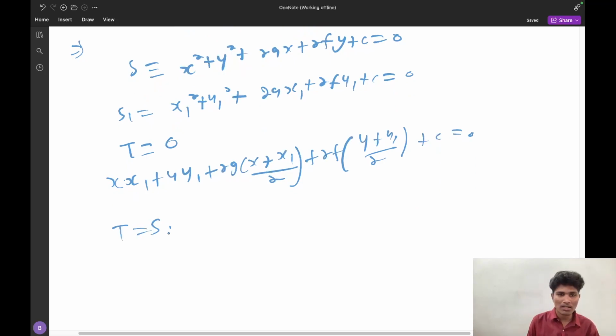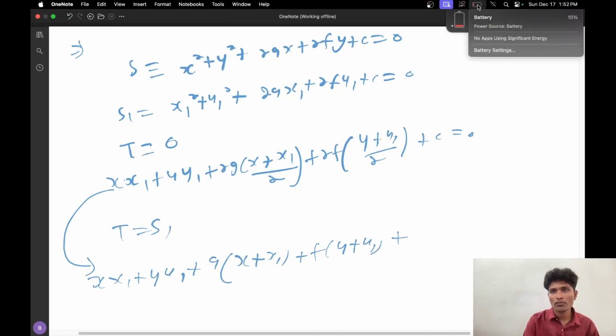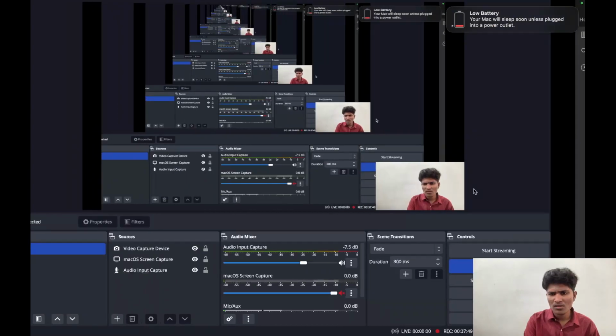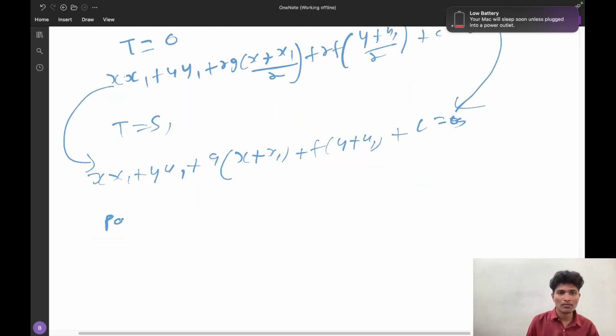And what is the T is equal to S1 equation? Entire T, that is x x1 plus y y1 plus g into x plus x1 plus f into y plus y1 plus c, is equal to S1. So what is the point S1? Simply write this point here. This is T equal to S1. And next, pair of tangents.